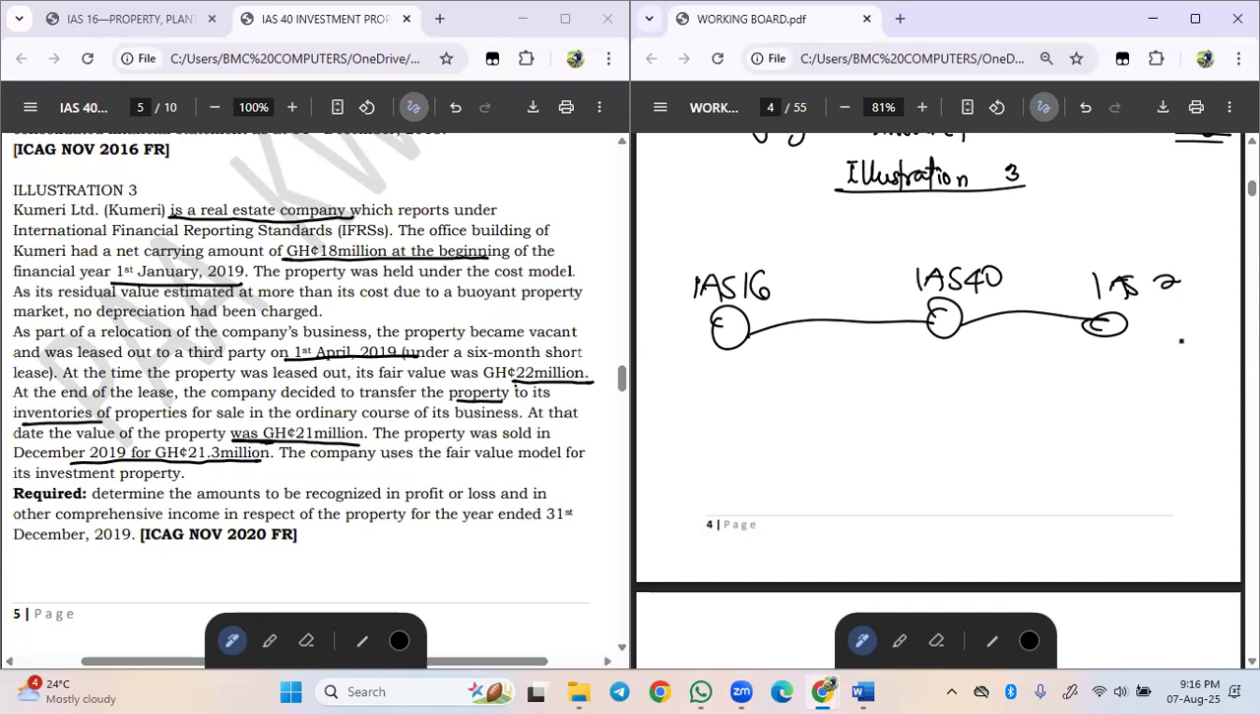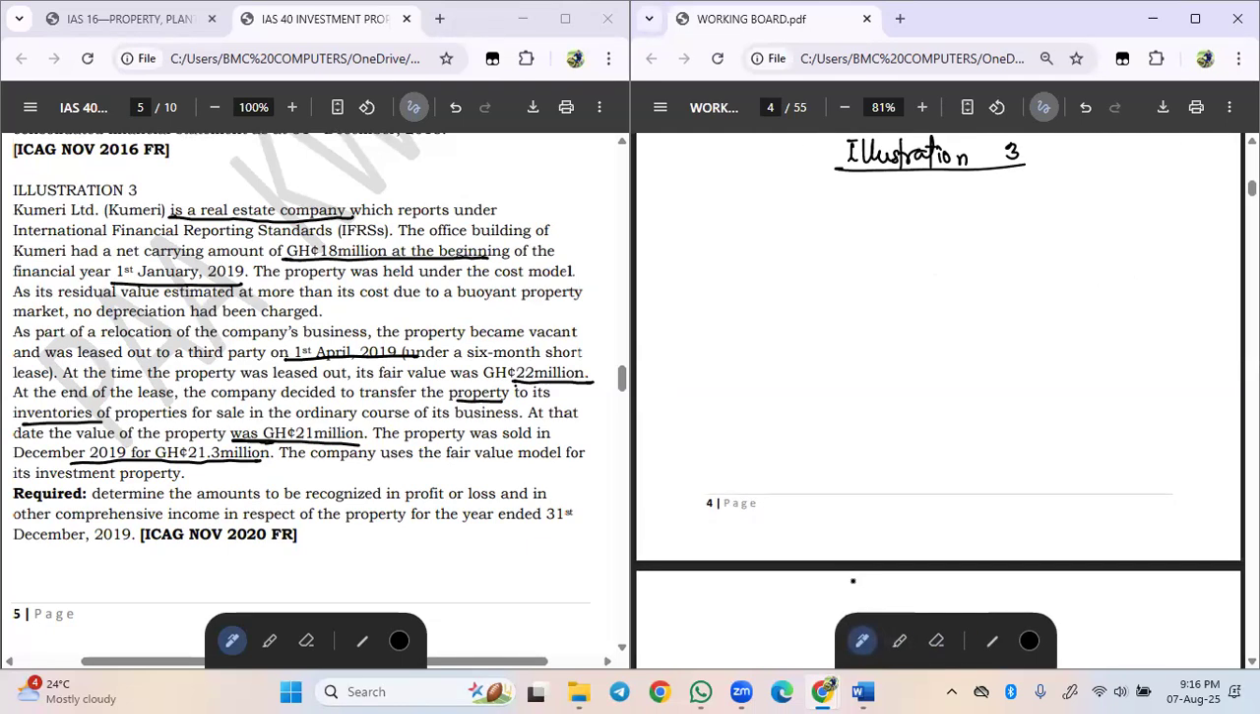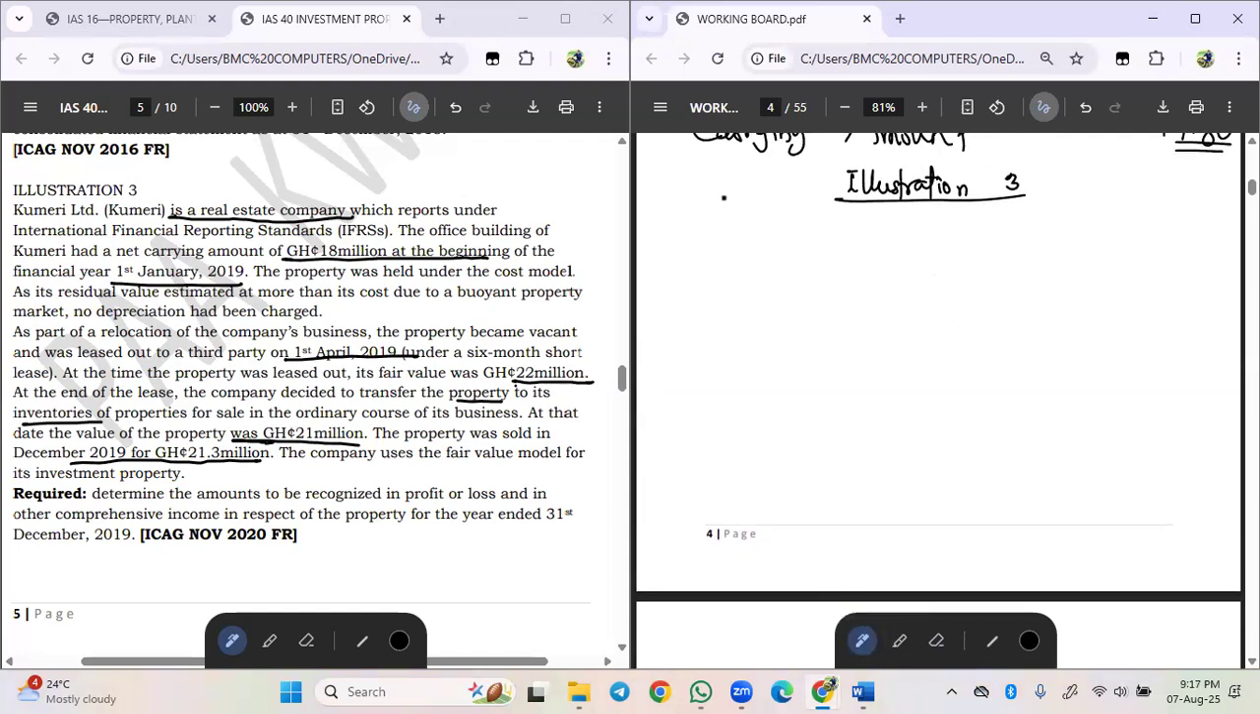So as I said, this one is the same as the past question you saw, and IAS 16. So you solve this one on your own. Try and solve that one and compare to the answer. It's not difficult. If you know the standard, you can do it within a short possible time. So this one is from IAS 16 to IAS 40 to IAS 2.